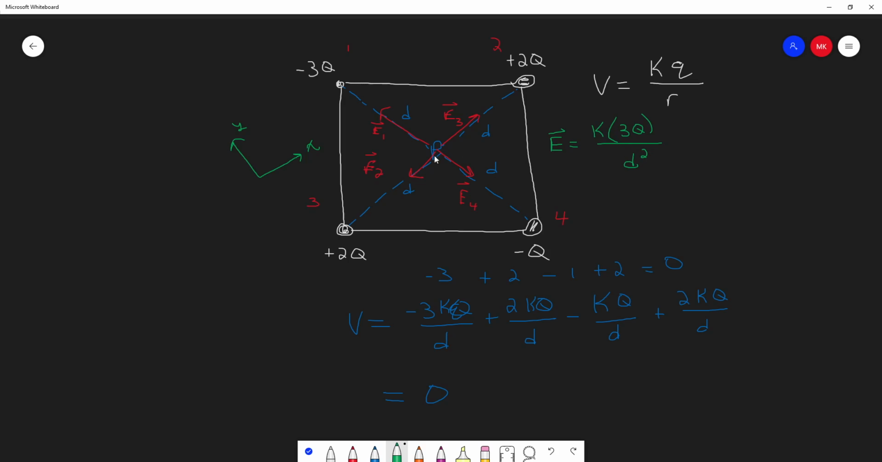And then my E4 is in the negative y direction, so I'm going to leave that negative and not have to worry about anything with the sign of the charge. I already accounted for it. So k times q over d squared. And simplifying this, you'll just get 2kq over d squared.